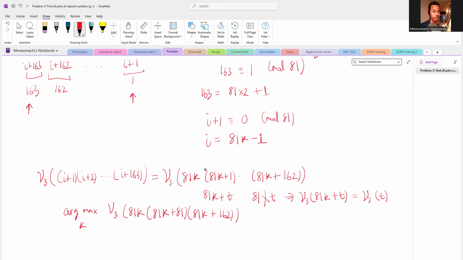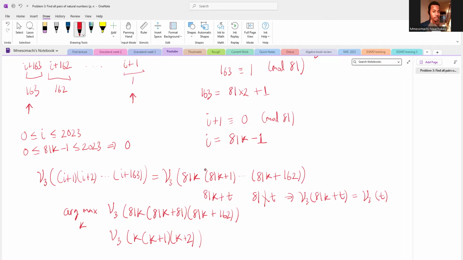So that's also going to be the k that maximizes this. Basically, if we do away with the 81 for now, it's the same as the k that maximizes k plus 2, okay. So now we need to keep track of our variables. Recall that I is between 0 and 2023. So when we plug in k here, 0 is less than or equal to 81k minus 1, which is less than or equal to 2023.